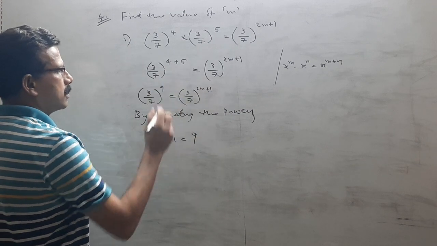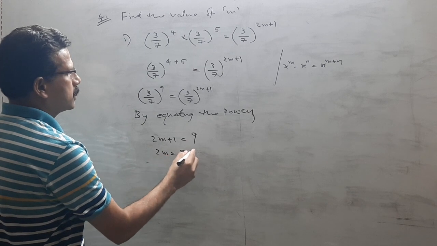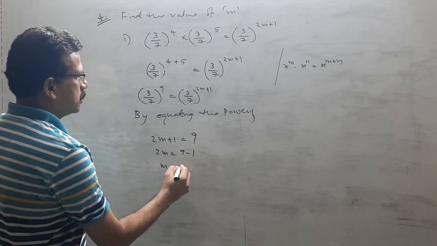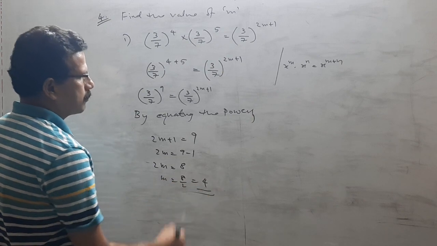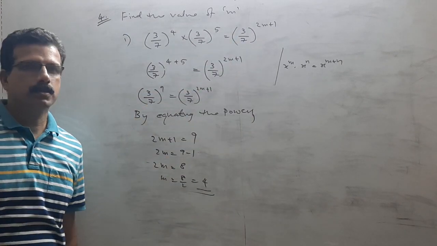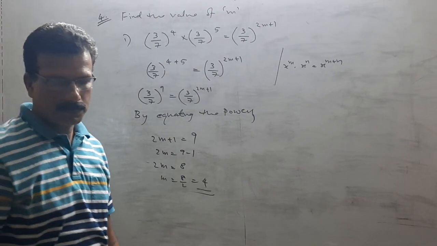2m plus 1 and 9 will be same. 2m equal to 9 minus 1. M equal to, that is 8. 8 to 2m. M equal to 8 by 2, that is 4. So power is supposed to be 4. Another one.